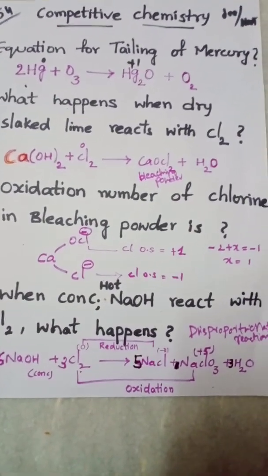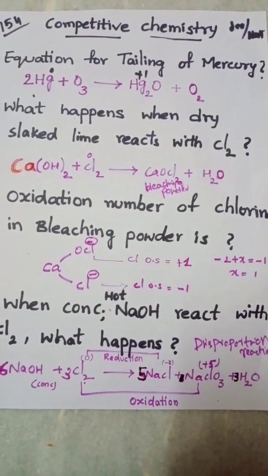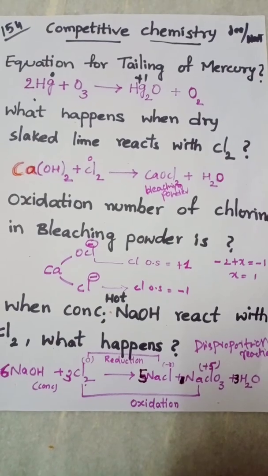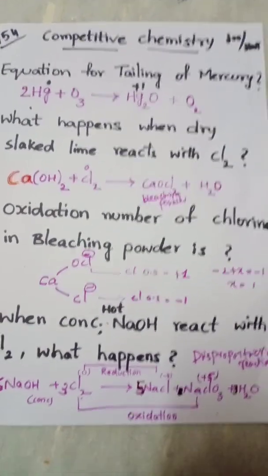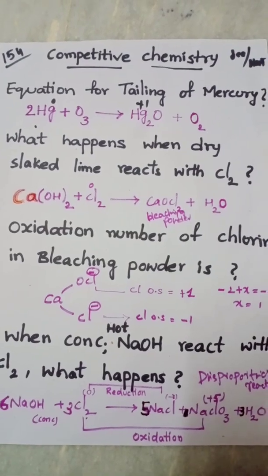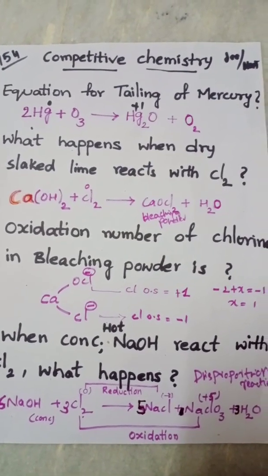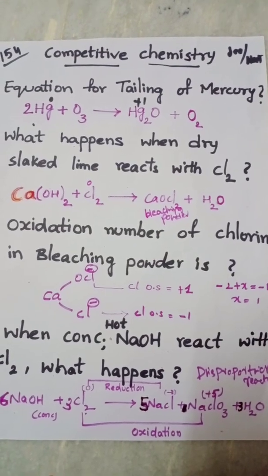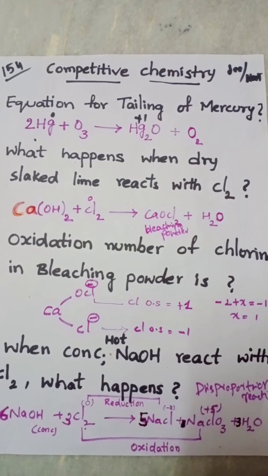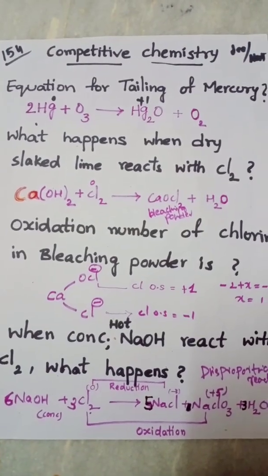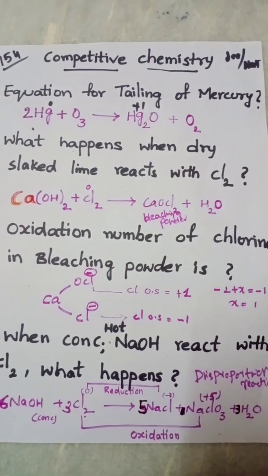Again, when hot concentrated NaOH reacts with chlorine, what happens? You know very well, sodium hydroxide, hot concentrated NaOH reacts with chlorine, we get sodium chloride, sodium chlorate and water. Please see it, chlorine oxidation state is 0. In NaCl, chlorine is minus 1. In NaClO3, chlorine is plus 5. So 0 to minus 1, the oxidation number decreased, that is nothing but a reduction reaction.